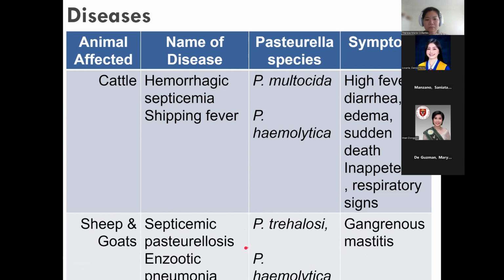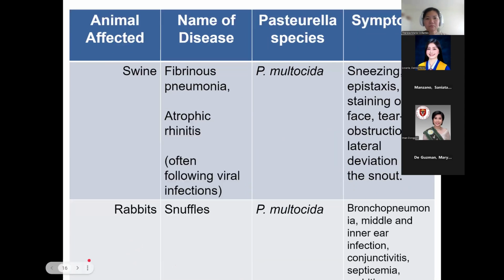But just take note, there's also enzootic pneumonia in swine, but it is caused by a different bacteria, which is your Mycoplasma. So this one is different. This is enzootic pneumonia in small ruminants, and it is caused by your Pasteurella. And then in swine, you have fibrinous pneumonia and atrophic rhinitis, and this is caused by your Pasteurella multocida.